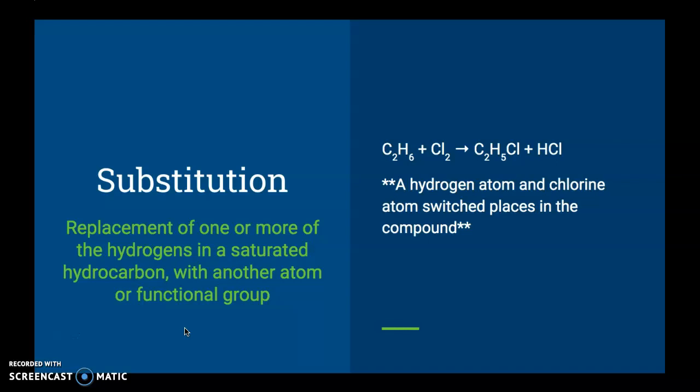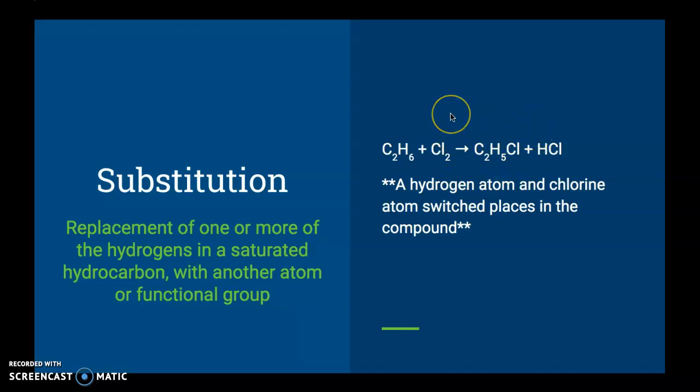This definition is the replacement of one or more of the hydrogens in a saturated hydrocarbon with another atom or functional group. So saturated hydrocarbons, remember those are hydrocarbons with single bonds here. So over here on our example, you can draw this example. We have C2H6 plus 2 chlorines, or chlorine gas, making C2H5Cl plus HCl. So we notice one of our hydrogens came off, and now we have 5 of them, and a chlorine jumped right in.